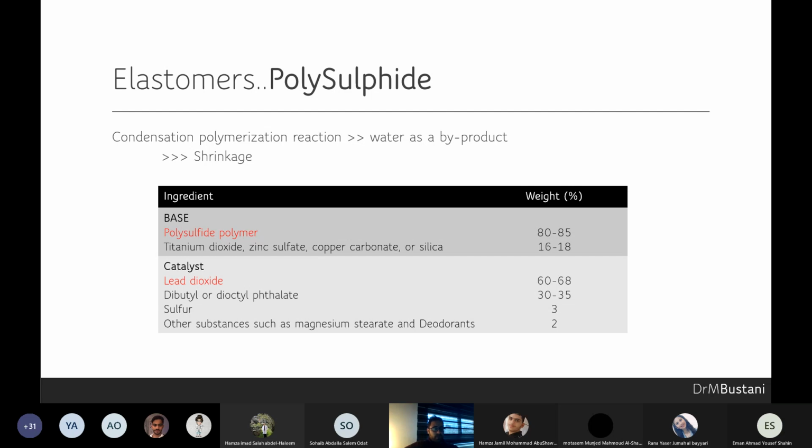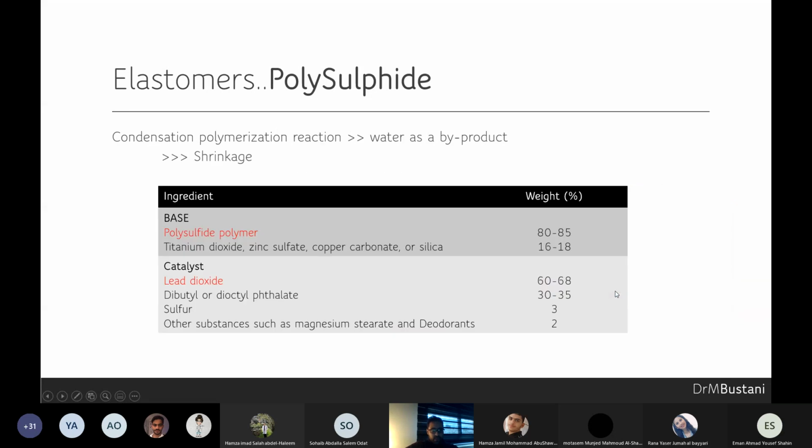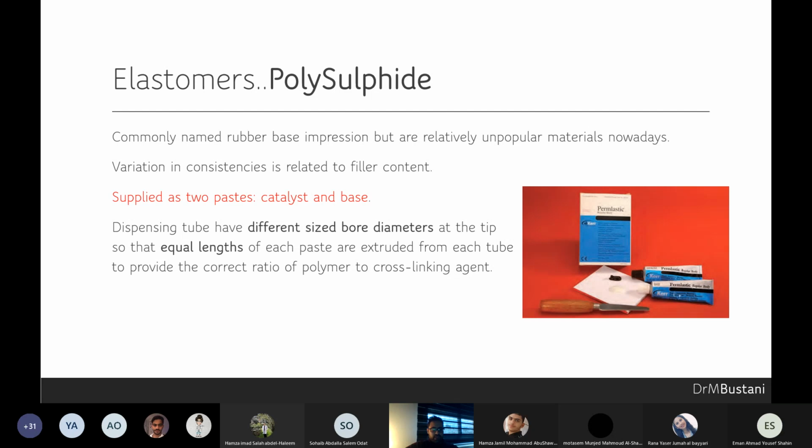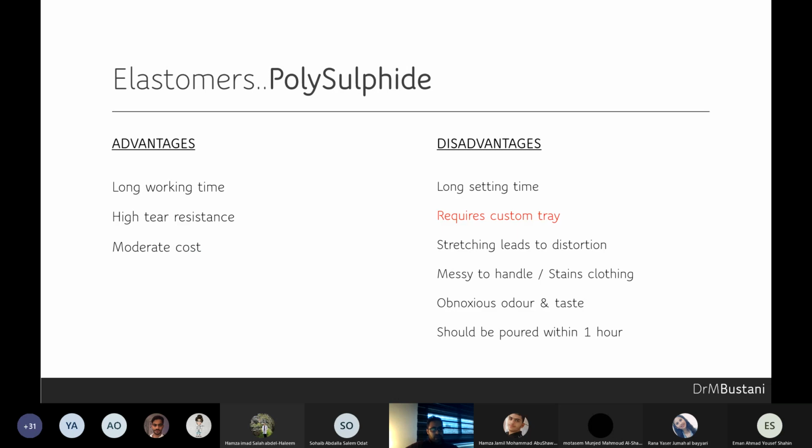The other thing to keep in mind is that the catalyst is the lead dioxide, and that's what gives the catalyst phase its color. It's brown or brownish-black in color. The base is white. The other thing is that the catalyst tube will contain sulfur, and this is what will give the bad odor for polysulfide, plus it will stain the cloth.